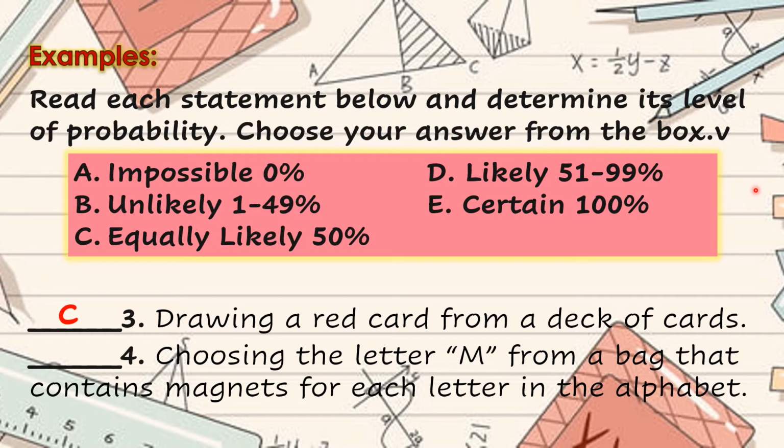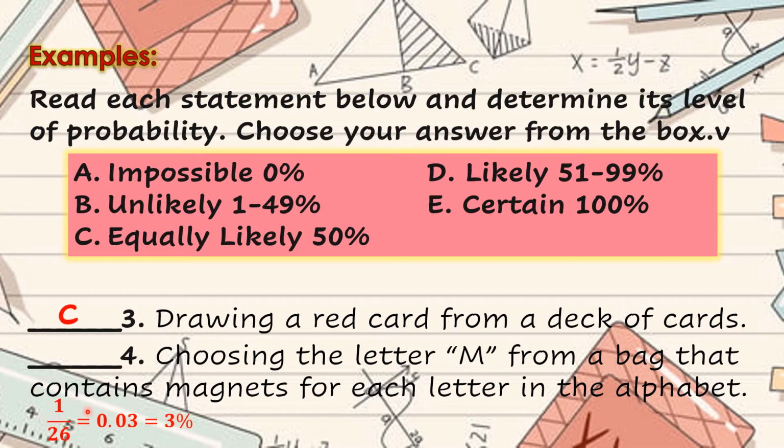Number 4, choosing the letter M from a bag that contains magnets for each letter in the alphabet. So, ano ang probability na makakuha tayo ng letter M sa alphabet? The alphabet, it consists of the English alphabet, okay? It consists of 26 letters. So, kung mapapansin, meron tayong 1 over 26.